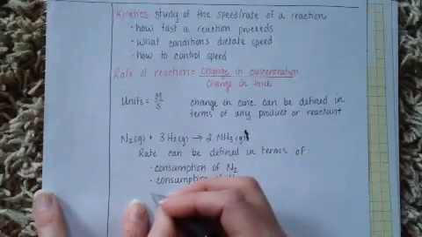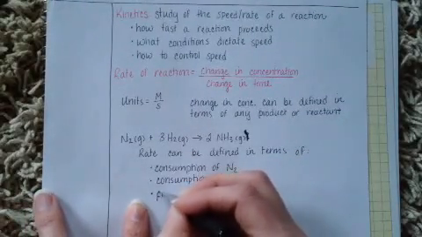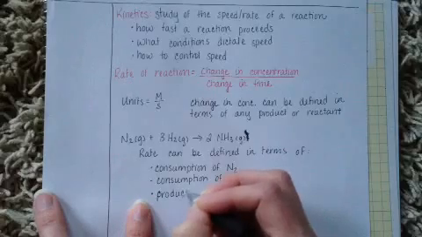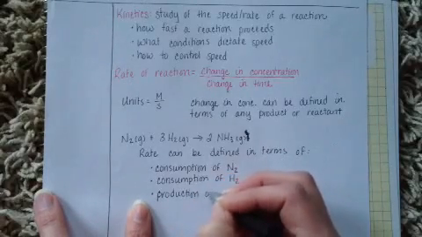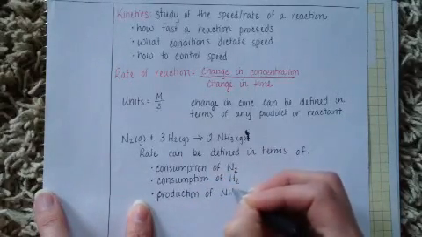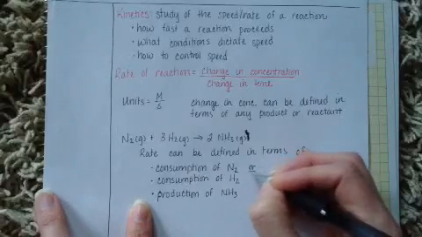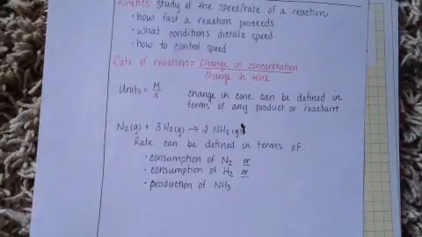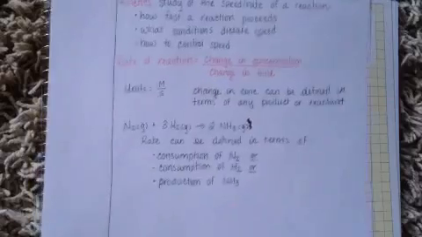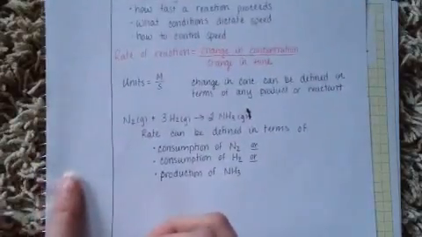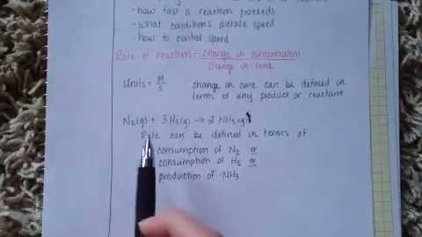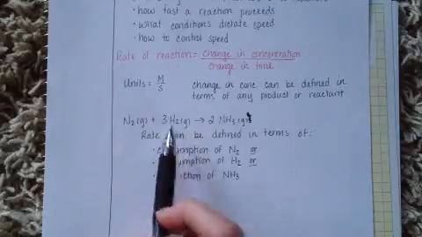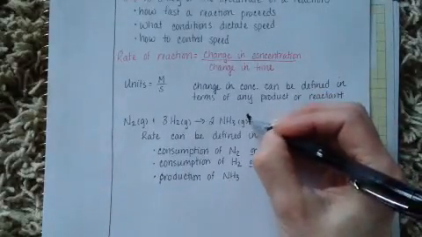Or it could be the production of the ammonia gas. We could choose any one of those three to determine the rate of this reaction. So, because this reaction's got two different products in it, it's kind of a tricky one to start with in terms of doing the math.